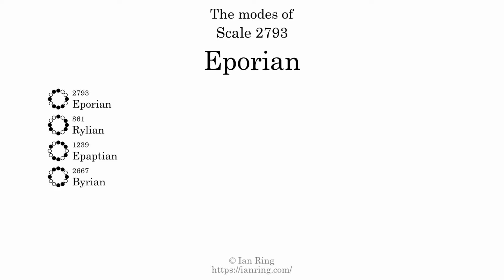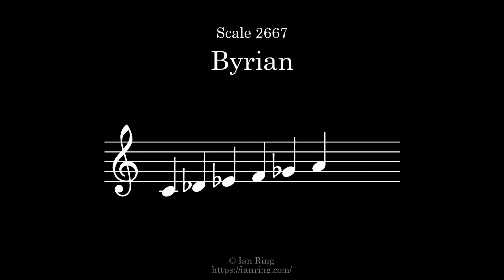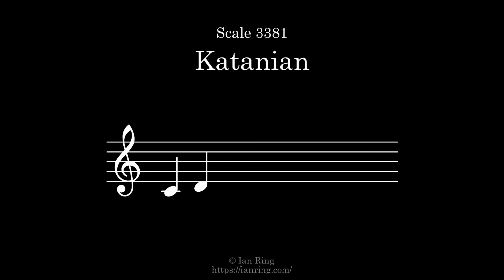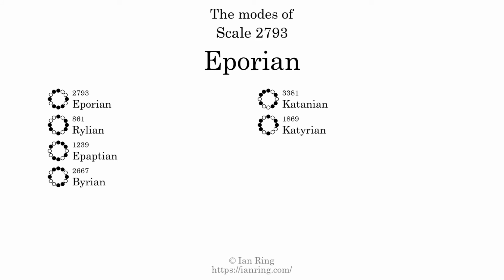The fourth mode is scale 2667, also known as Birian. It sounds like this. The fifth mode is scale 3381, also known as Catanian. It sounds like this. The sixth mode is scale 1869, also known as Catarian. It sounds like this.